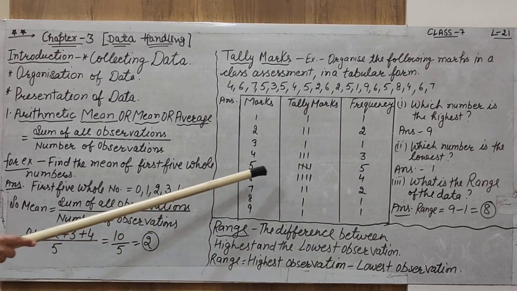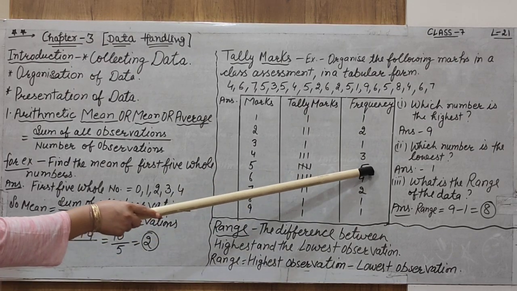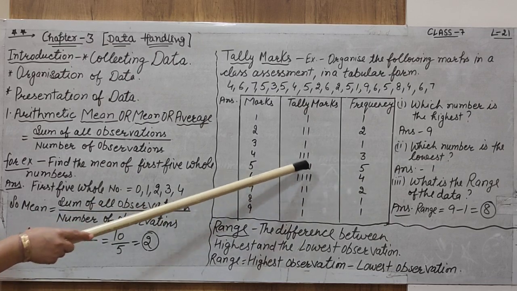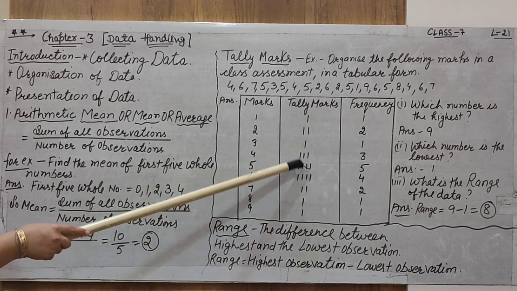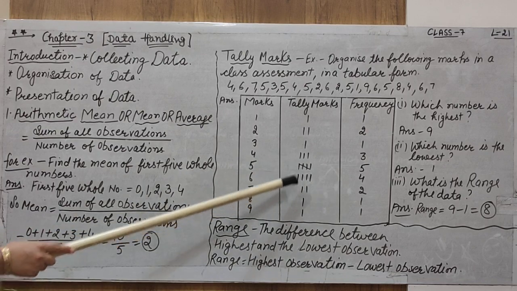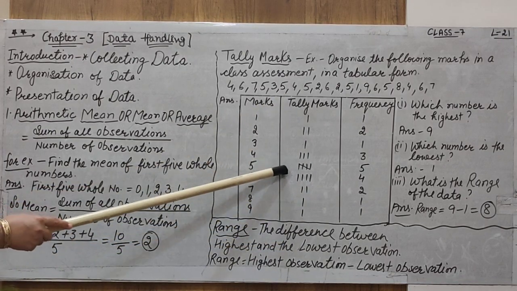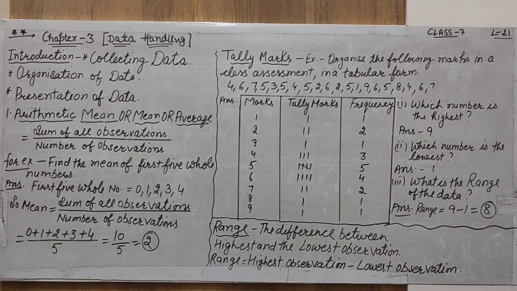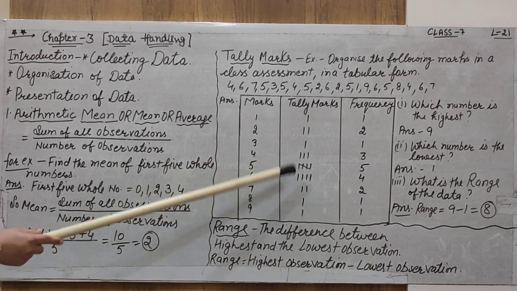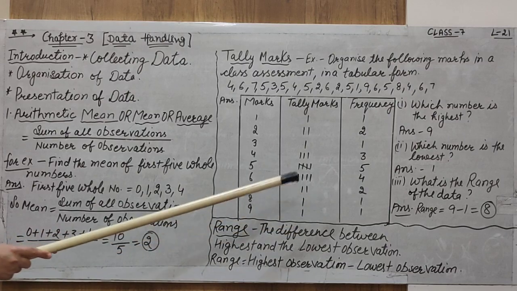But how can we write 5? If the frequency is 5, we write 4 straight lines and 1 slanting line. All lines are straight, but when we write 5, there is 1 slanting line. So this is the total of 5. In this way, we can write more and more numbers in tally marks.